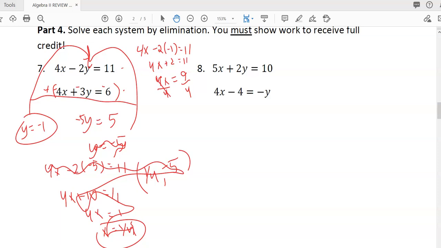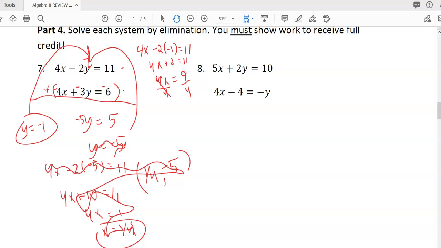Okay, so let's check that. So 9/4. So that would be 4 times 9/4 is actually 9. Minus 2 times -1 is plus 2. 9 plus 2 is 11. That works. 4 times 9/4 is 9. Plus 3.